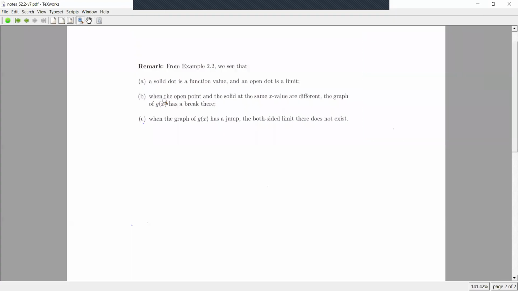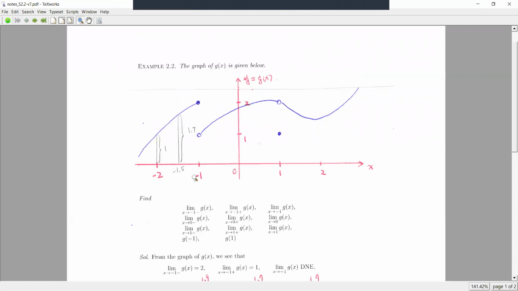B. When the open point and the solid point at the same x value are different, the graph has a break there. This graph has two breaks. One is at -1, the other one is at 1. The solid point and open point are not at the same position, they're different.